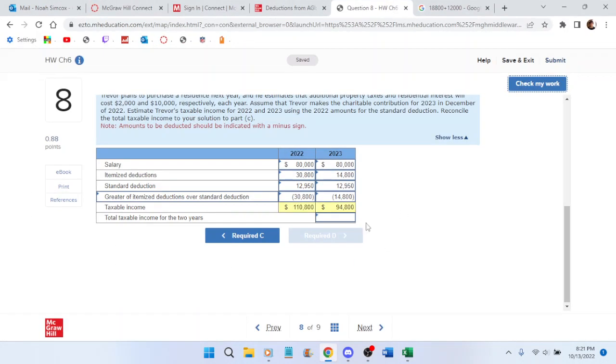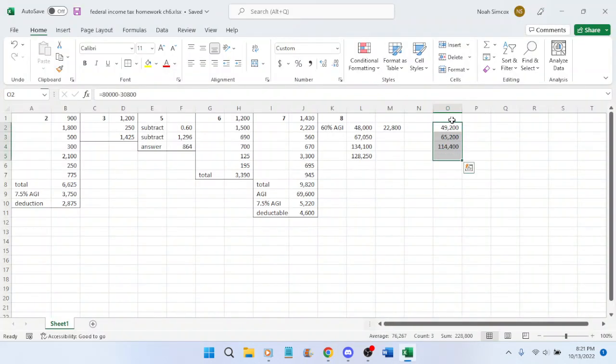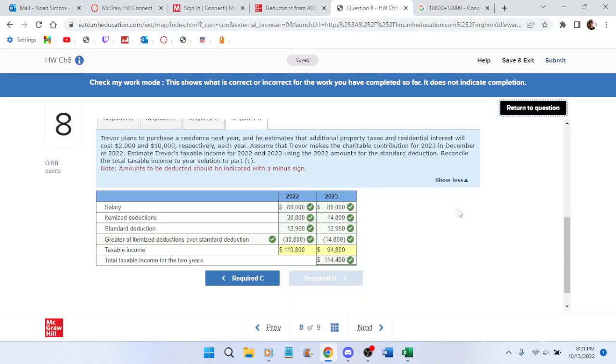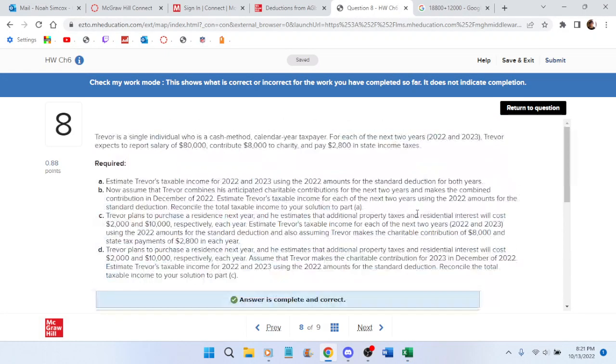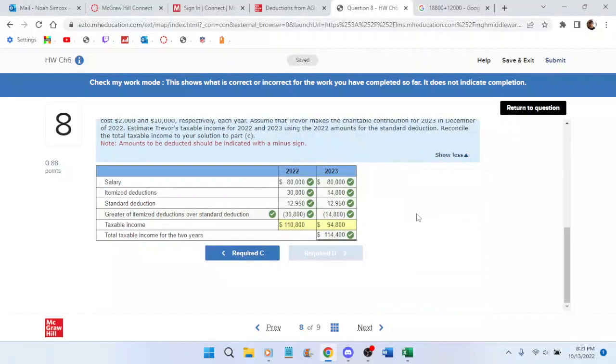114,400. I hadn't even checked to see if it was right. I just exited it immediately. I finally did that, and I'm going to have to do it all over again. It's going to be so sad.